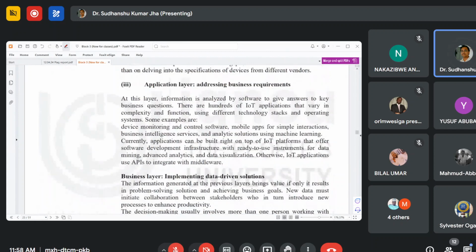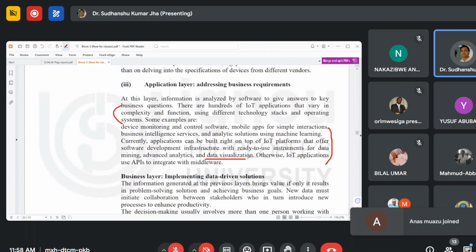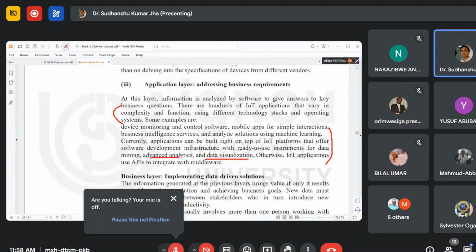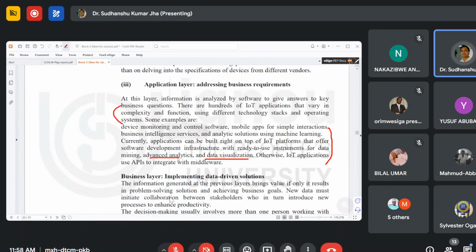Whatever data processing we have done, after that, whatever the result is coming out, we come up with data visualization or advanced analytics. If you have gone through a data science paper or a data mining paper, then you can easily understand that after the processing of the data, we basically generate the result in the visualization form. That is known as data visualization, etc.